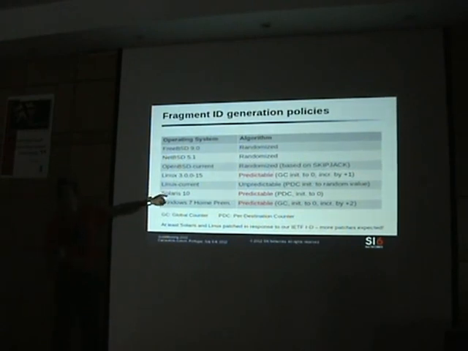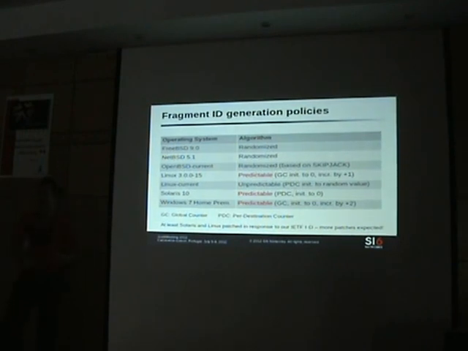Solaris patched this one, so I don't really know what's supposed to be, well, let's say Solaris current or whatever it is. They also patched this one. And for Windows, I think they are still using the same scheme. So if you try, and actually there are tools that you can use to automatically assess the fragment ID policy. You could, for example, assess a Windows implementation and see that they are using predictable values.